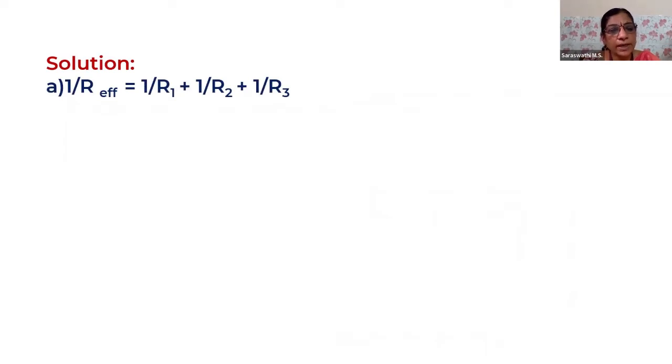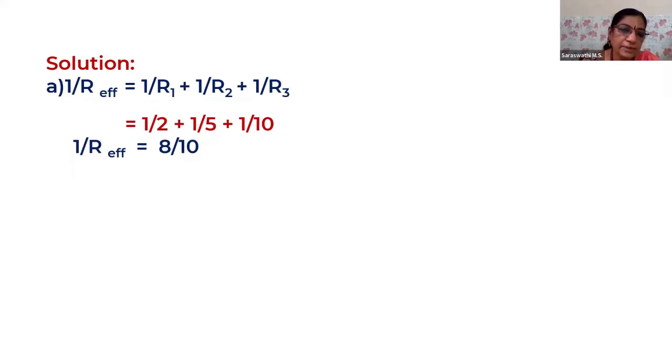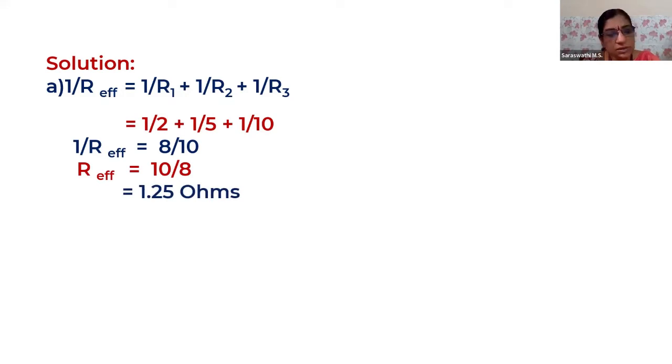So 1 by R effective is equal to 1 by R1 plus 1 by R2 plus 1 by R3, 1 by 2 plus 1 by 5 plus 1 by 10. If you take the LCM, it is 10, you will get 8 by 10. R effective will be the reciprocal of this, which is 10 by 8, 1.25. Isn't it less than the least resistance? The total effective resistance here is 1.25, which is less than the least. Which will give you 8 amps of current.